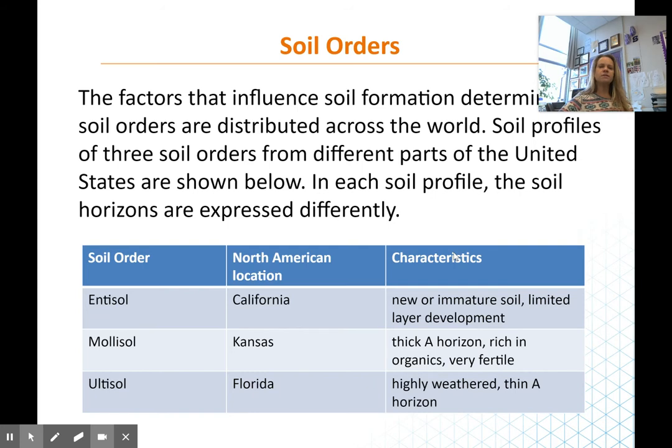All right, and then we've got these different types of soil. So the soil orders, we've got entisol, mollisol, and ultisol. And so some examples of where those are located. So California has entisol, which is very immature soil.